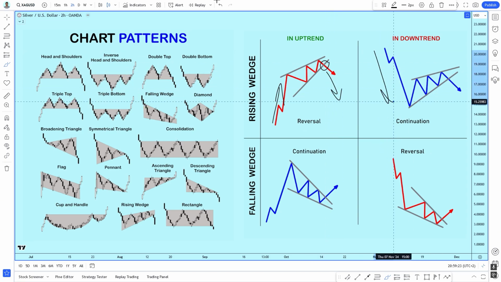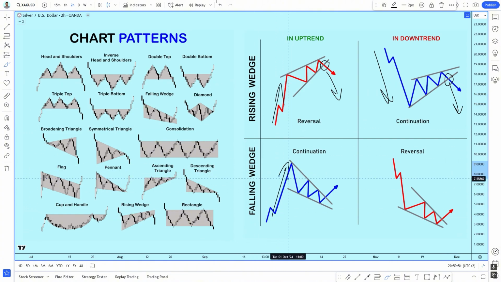If we have a downtrend, we want to wait for the price to break this trend line and then we want to enter a sell trade. As you can see, this pattern and this pattern are the same, but the difference is the trend here. Here we have a downtrend, here we have an uptrend. Also, we have this falling wedge.